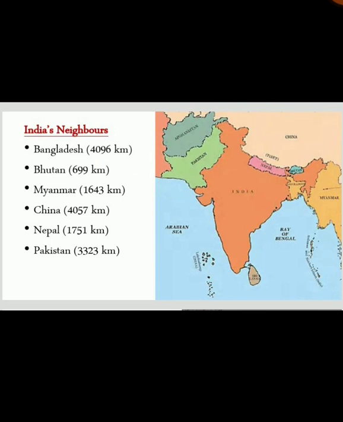India shares its borders with Pakistan and Afghanistan on the west and Bangladesh and Myanmar on the east. Its northern neighbors are China, Nepal and Bhutan. To the south lies the island of Sri Lanka, which is separated from the country by the Gulf of Mannar and the Palk Strait. The landmass which we call the Indian subcontinent includes India, Pakistan, Bangladesh, Nepal, Bhutan and Myanmar. Here you can see the neighbors of our country: Bangladesh, Bhutan, Myanmar, China, Nepal and Pakistan.